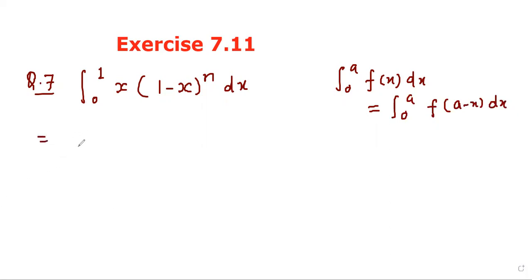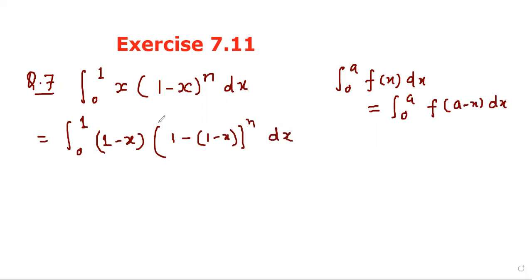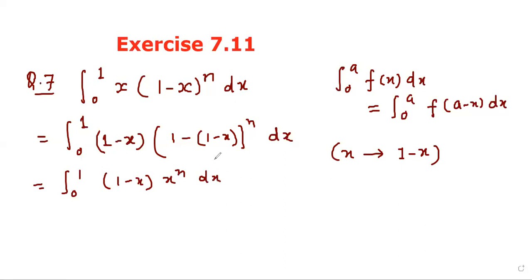It will become integral 0 to 1 of (1 minus x) times (1 minus (1 minus x)) power n dx. Here x is replaced by 1 minus x. Now 0 to 1 minus x, and this will become x power n dx, because 1 will cancel out and the minus sign will make the minus x into plus.